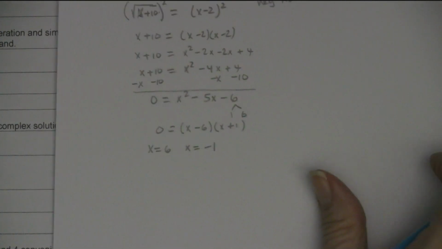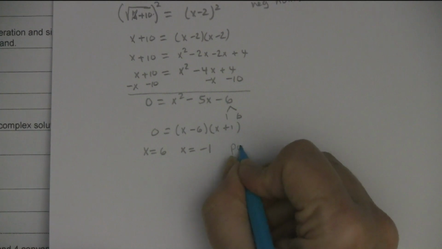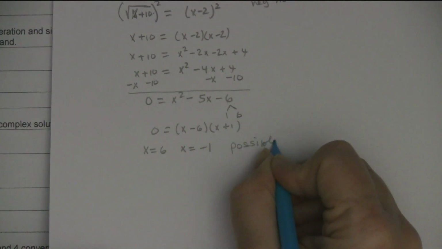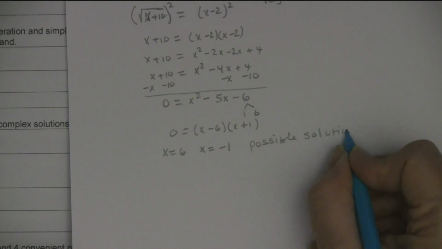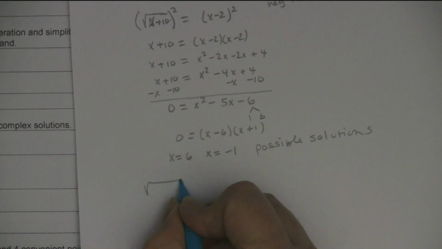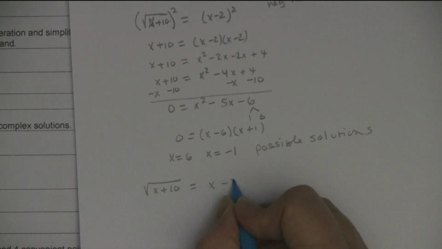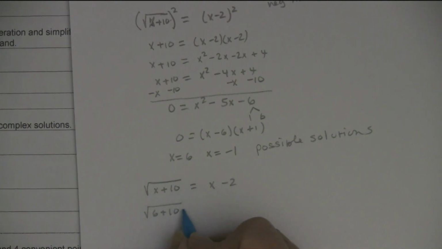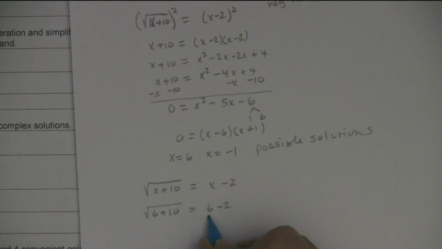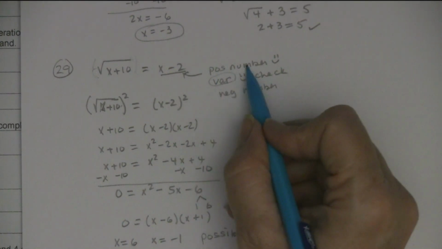And remember that I was on check. And so these are possible solutions, but they might not work. So I had a must check. So here's my original problem. So when I put in 6, I have the square root of 6 plus 10 equals 6 minus 2. See how this now, I know this is a positive number. So this one's going to work. Remember, a positive number on that side would work.